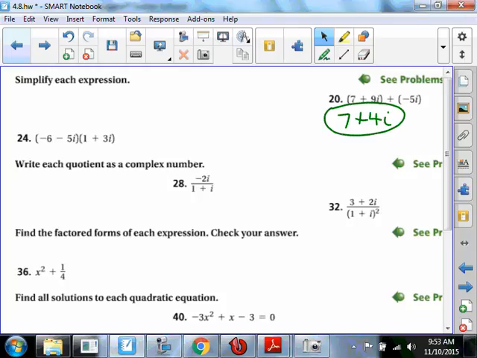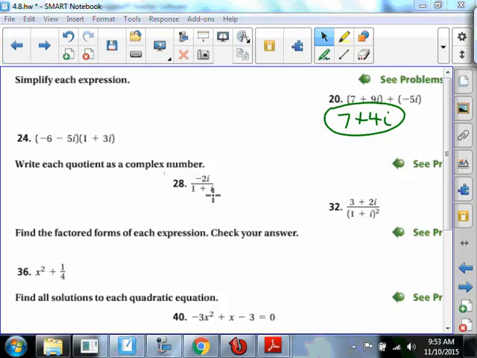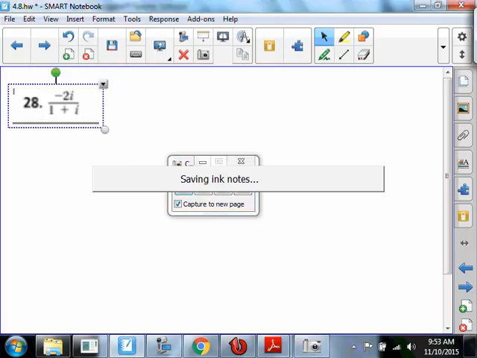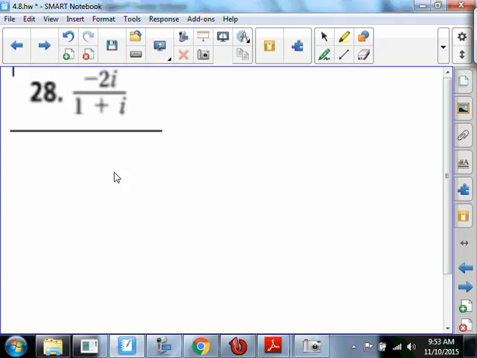28. 28 and 32, not going to lie, are kind of nasty. So the deal with 28 is we've got an imaginary part in the bottom, and we can't have that. Remember, we're trying to get something of the form a plus bi. Not allowed to have an imaginary part in the bottom.